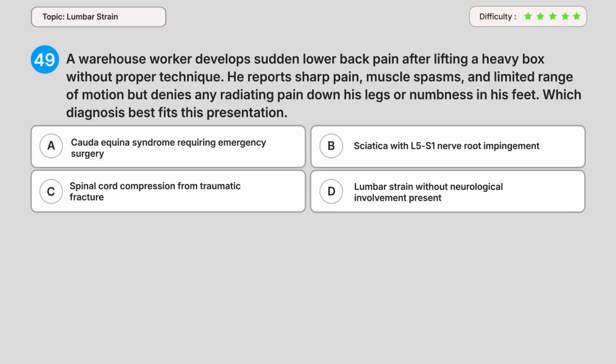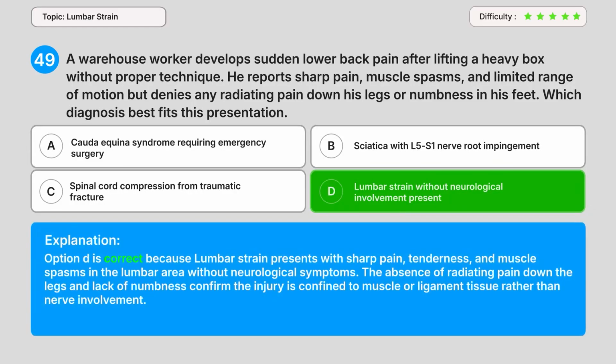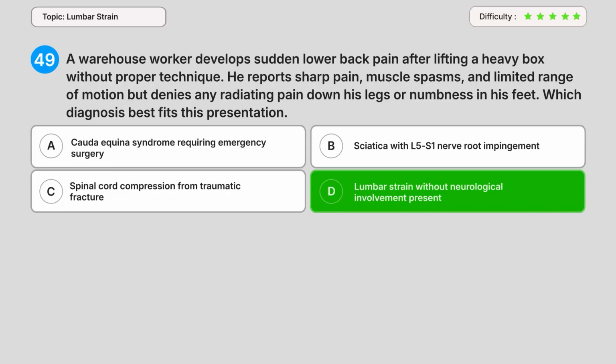Correct answer. D. Lumbar strain without neurological involvement present. Lumbar strain presents with sharp pain, tenderness, and muscle spasms in the lumbar area without neurological symptoms. The absence of radiating pain down the legs and lack of numbness confirm the injury is confined to muscle or ligament tissue rather than nerve involvement.